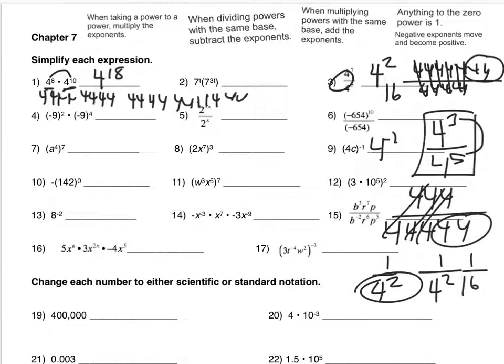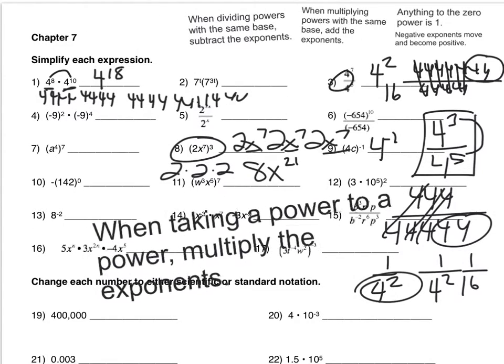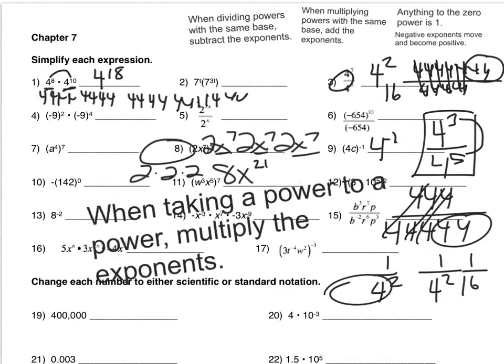So one more here, 2x to the 7th to the 3rd power really means 2x to the 7th times 2x to the 7th times 2x to the 7th. And if we wrote that out and regrouped, we'd have 2 times 2 times 2, which is 8. And then we have 7 x's, 7 more x's, and 7 more x's for a total of x to the 21st. The rule to remember is that when you take a power to a power, you can multiply the exponents.